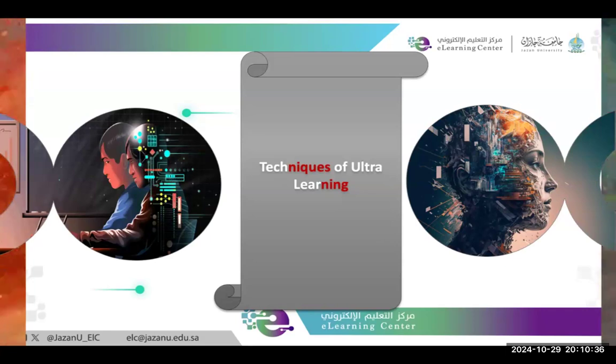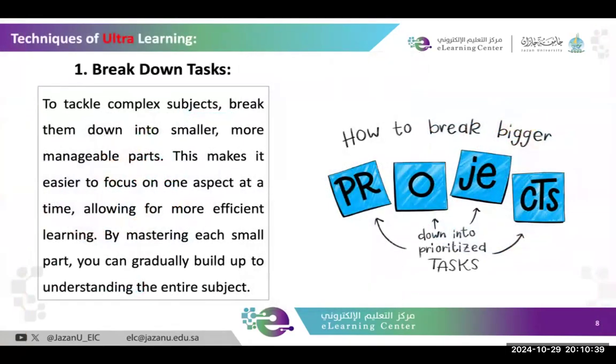So let's have a look at techniques of ultra learning. The techniques we can use here are pretty simple and self-explanatory: how to break bigger projects down into prioritized tasks. First of all, we need to tackle complex subjects, and instead of solving them all at once, we have to break them down into smaller parts. By dividing them into smaller parts, it is easier to focus on one aspect at a time, and it gives you an idea about how you can efficiently prepare all kinds of learning. By mastering each small part, you can gradually build up to understanding the entire subject.